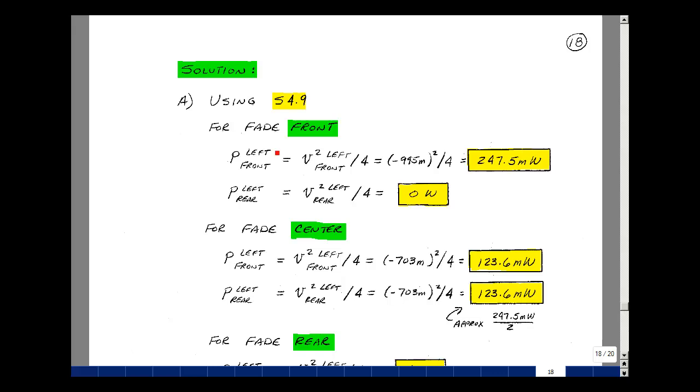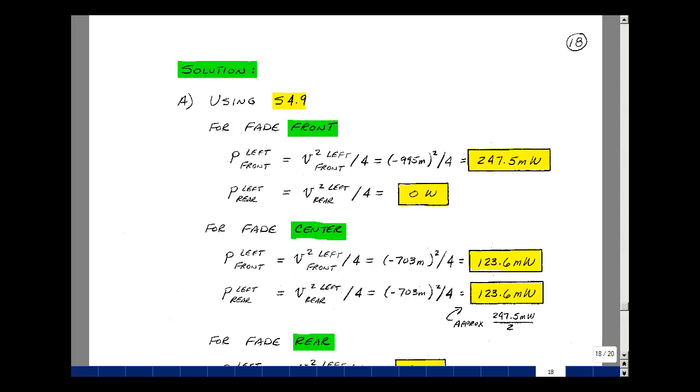First position was fade front, and the output voltage was equal to 0.995 times the input V left. Setting that equal to 1 then, we're going to square that and divide by the 4 ohms and get 247.5 milliwatts. For the left rear speaker, we had a voltage gain of 0, so squaring that, divide by 4, we get 0 watts. So we have all the power going to the left front speaker.